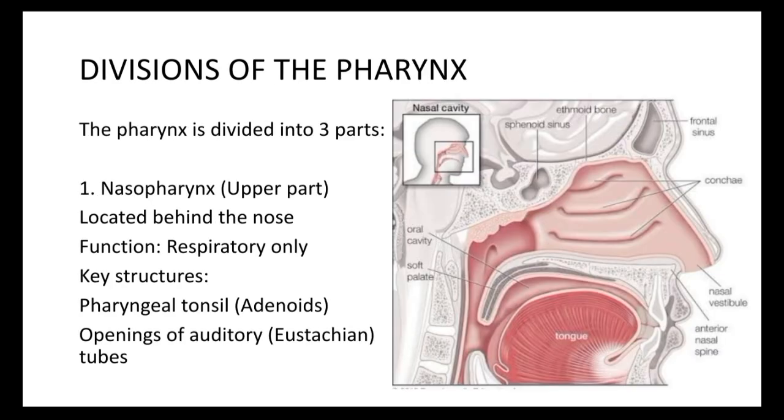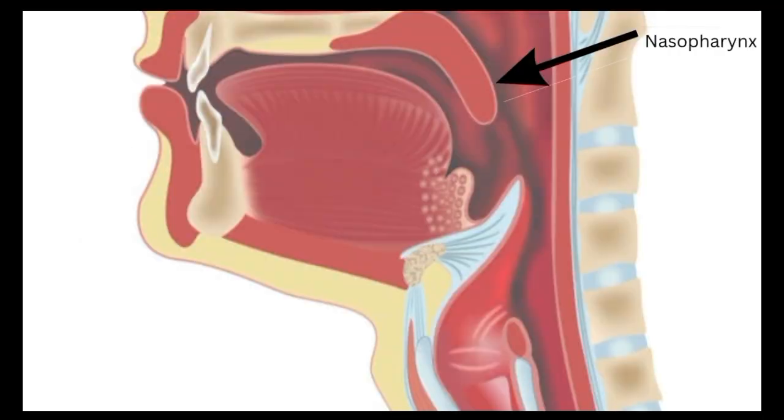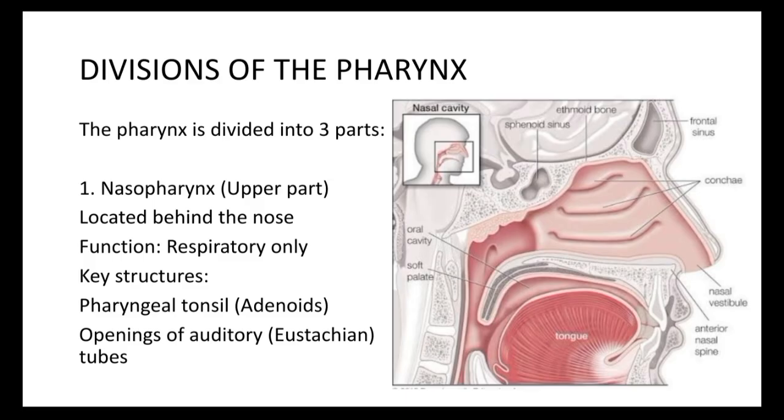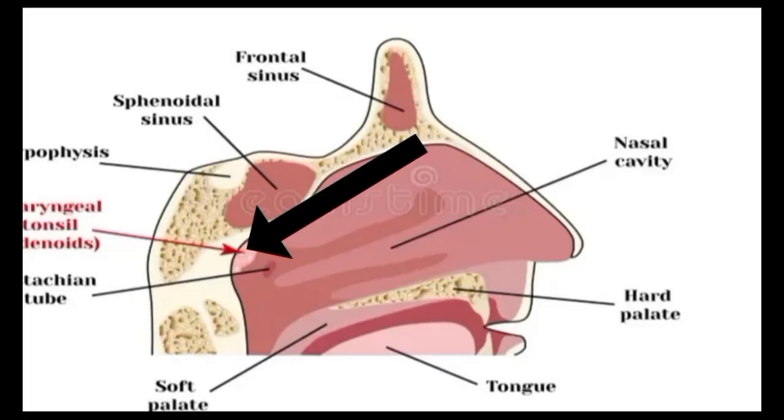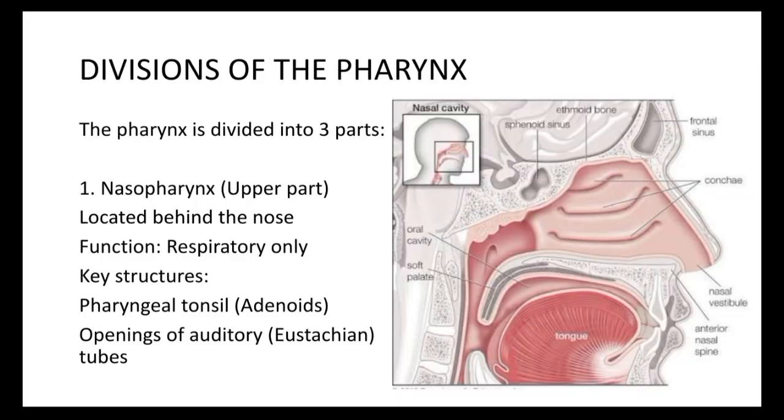Divisions. Now the most important part. The pharynx is divided into 3 sections. Remember this: N-O-L. First, the nasopharynx, located behind the nose. Function: respiratory only. Only air passes here. It contains the adenoids and the openings of the auditory tubes. So when the adenoids enlarge, breathing through the nose becomes difficult.